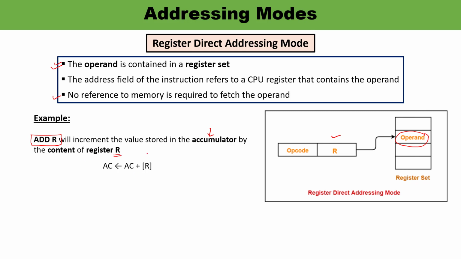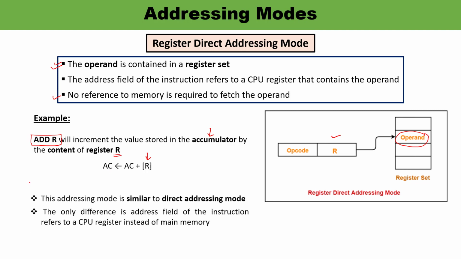So you can see the content of register R plus the accumulator; you are writing add, and the result will be available in the accumulator itself. This addressing mode is very much similar to the direct addressing mode. The only difference is that the address field of the instruction refers to the CPU register instead of the main memory. I'll be telling you about the direct addressing mode also.